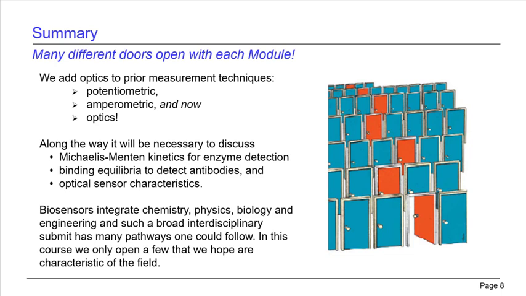It's a separate video. Along the way, it will be necessary to discuss three concepts. First, we need to look at the very basic model from Michaelis and Menten depicting the kinetics for enzyme detection. In principle, there are several models that can be used to describe this phenomenon, but the so-called M&M model captures the key idea behind the technique of characterizing the initial velocity of the reacting products. The equations that are derived are very interesting, and it's actually a great exercise in the theory of approximation. Second, the chemistry of binding equilibrium to detect antibodies will be presented. And lastly, optical sensor characteristics are presented in the final video of this module.